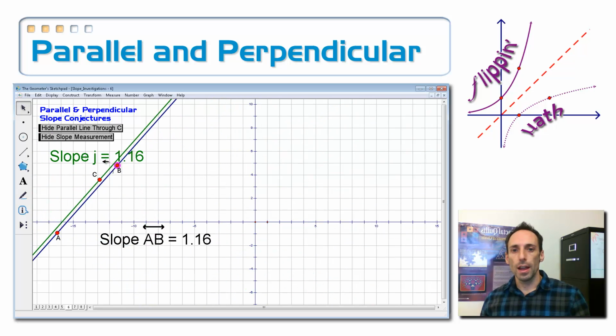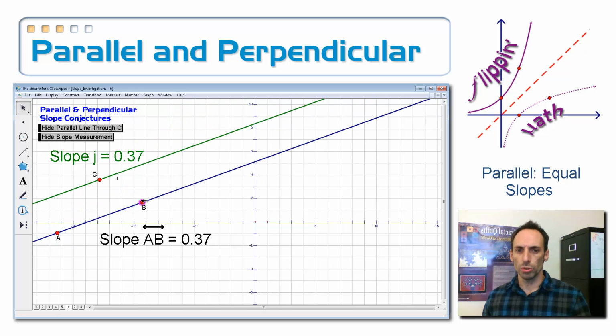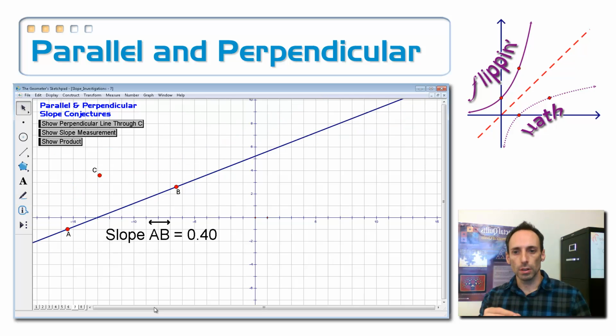So if I have parallel lines, then their slopes have to be equal to each other. Equal slopes. Easy to remember. Parallel lines, equal slopes. Okay, so now let's look at the perpendicular side of it. So similarly in geometry, if you have yourself a line and a point that's not on it, there's only one perpendicular line that can go through that point C. So let's draw that in there.